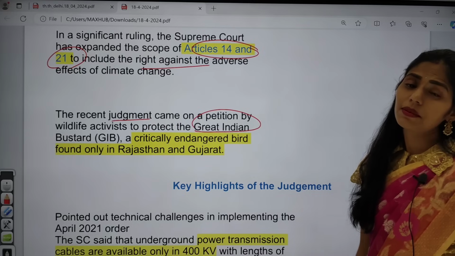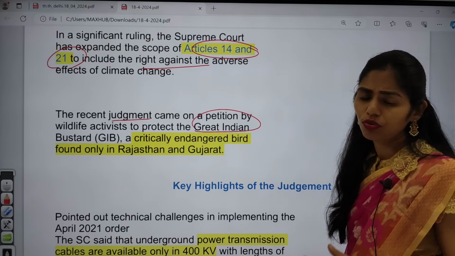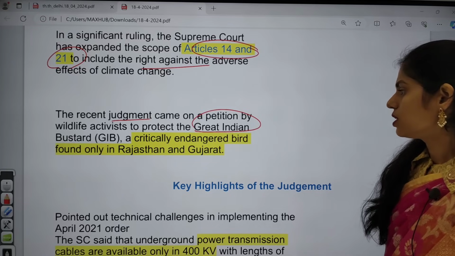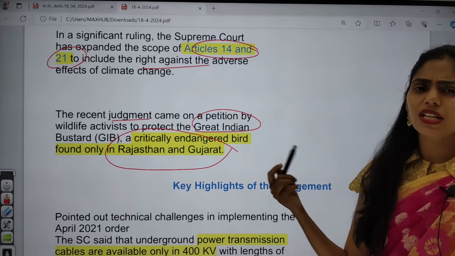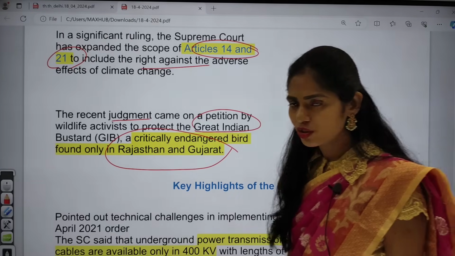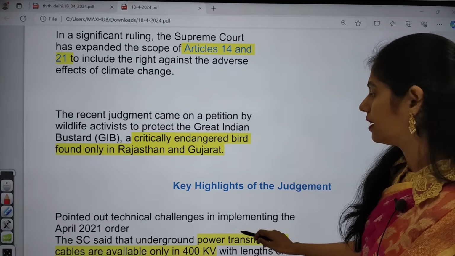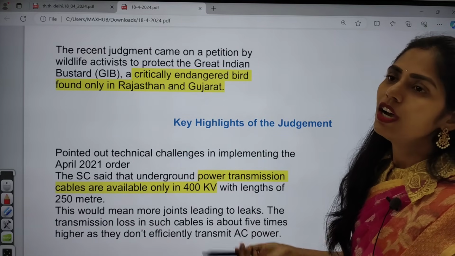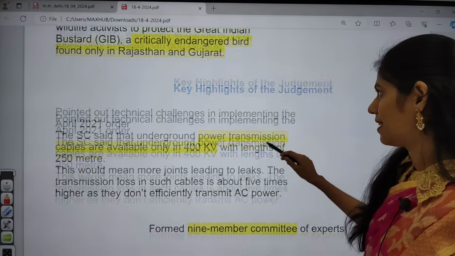The Great Indian Bustard is critically endangered, so the number of these birds is decreasing very rapidly. It is found mainly in Rajasthan and Gujarat, but we can also see its presence in some areas of AP. They normally live in grassland areas, not in tropical evergreen forest. They are seen in the grasslands.